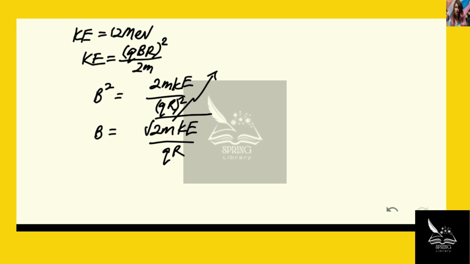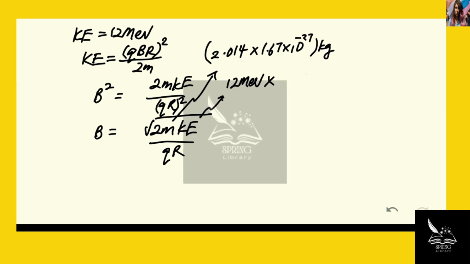For the mass of our deuteron, it is approximately 2.014 U, atomic mass units. So we multiply it by the conversion factor from atomic mass units to kilograms, so this will be in terms of kilograms. The kinetic energy is given in MeV, so we have to convert this into joules. So this is the conversion factor from MeV to joules.